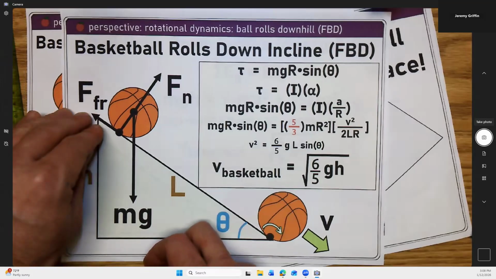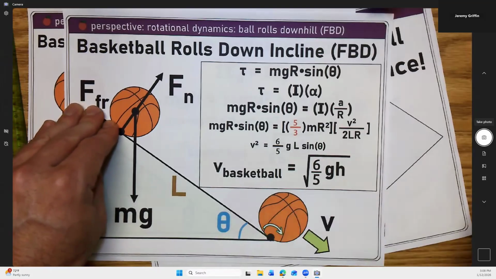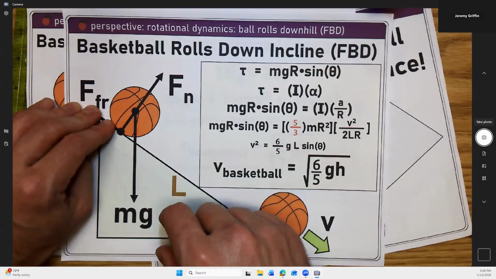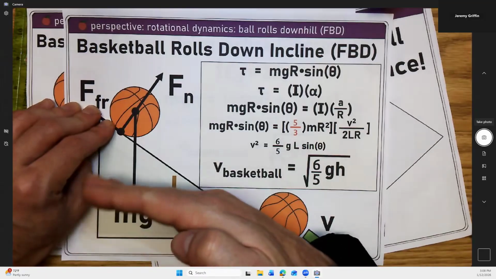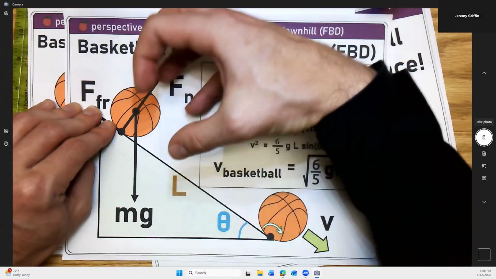Because if I did not have this friction force here, would this ball even roll at all? It turns out it wouldn't. So if you had an air hockey type table that you were tilting up, and you set something on top of it, it's kind of levitating.